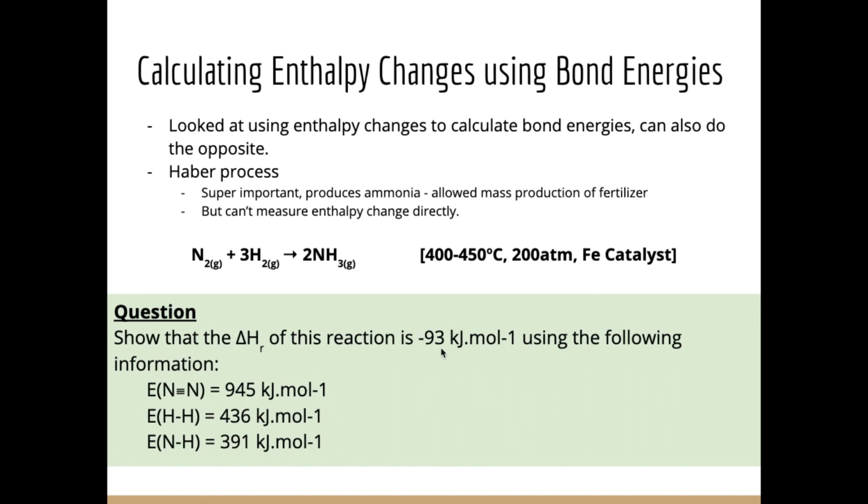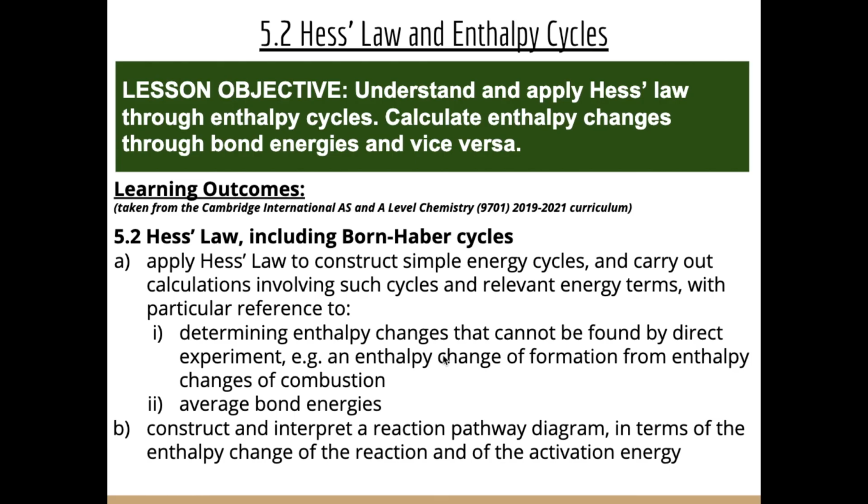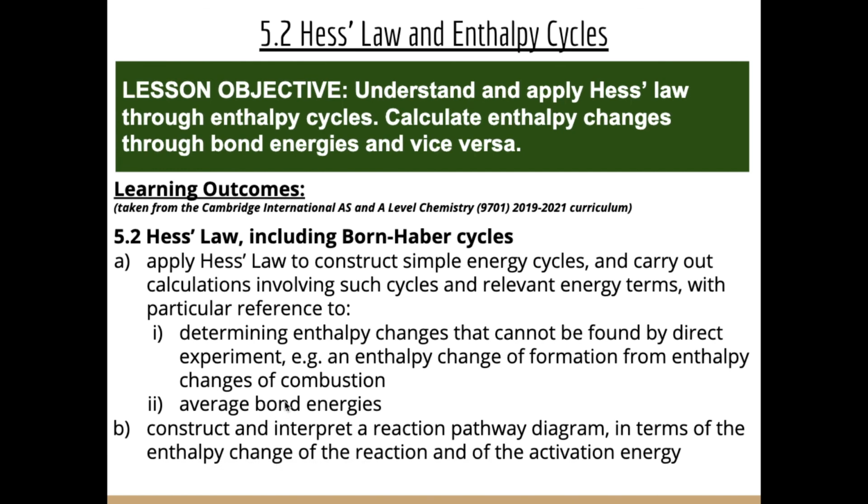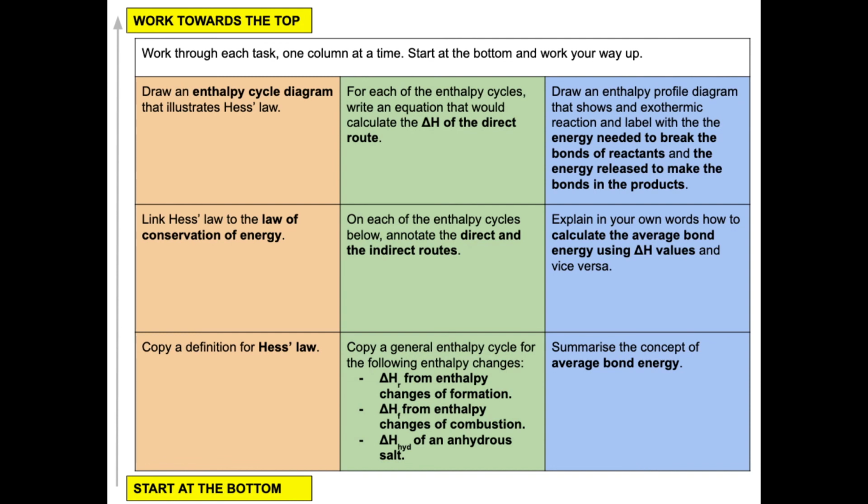And with that, that's the correct answer there. With that, we have finished this lesson and subsequently finished the unit on chemical energetics. What have we looked at? We have applied Hess's law to construct simple energy cycles and carry out calculations involving such cycles and relevant energy terms, with particular reference to determining enthalpy changes that cannot be found by direct experiment and average bond energies. And we've constructed and interpreted a reaction pathway diagram in terms of the enthalpy change of the reaction and the activation energy, as we always have.